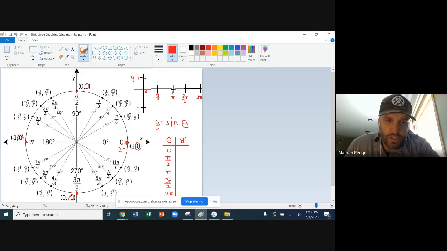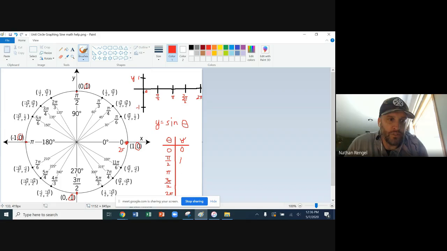Now to graph it, we are going to use the inputs of theta and find out what the sine is at those positions. And the sine is going to represent our output of our function, which is y. So looking at 0, our y coordinate is 0. So at a theta value of 0, our sine is 0. At a theta value of pi over 2, our sine is 1. So our output is 1 at that position.